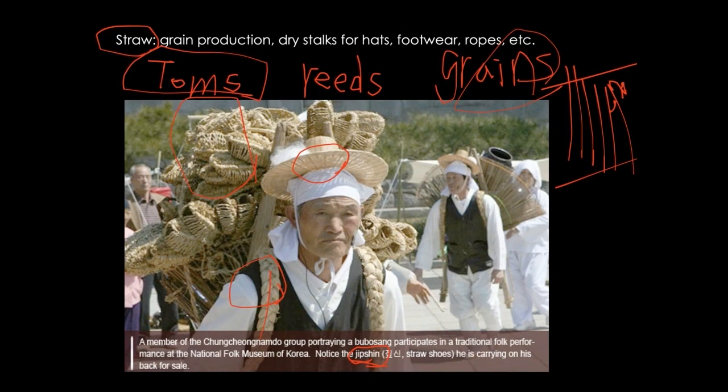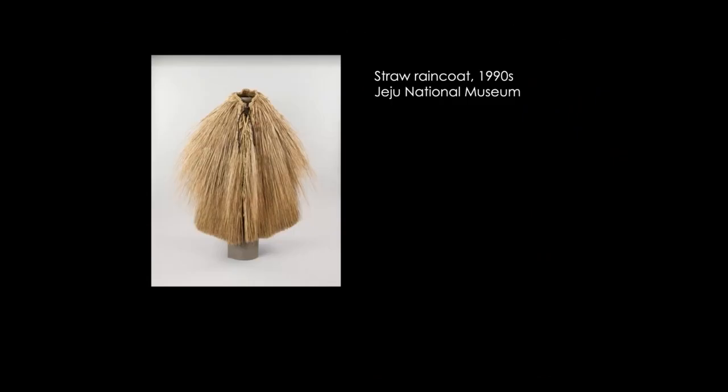You can make shoes out of silk, not the sole part, but the top part, or leather. But obviously, those are expensive, and these are more like craft items. So the ordinary citizens in Korea wore the jipshin. But in Japan, they made wood sandals. And this is a straw raincoat. So even today, if you go to Jeju Island, the southernmost island, this works.